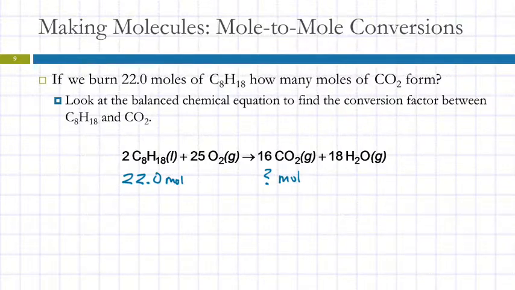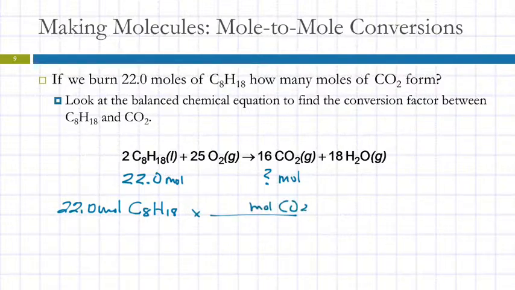And a mole-to-mole conversion is just always one step. So I've got 22 moles of octane, and I want to get moles of CO2. So dimensional analysis says then I'm going to divide by moles of octane. So the units work out.